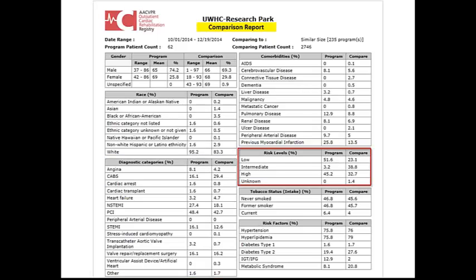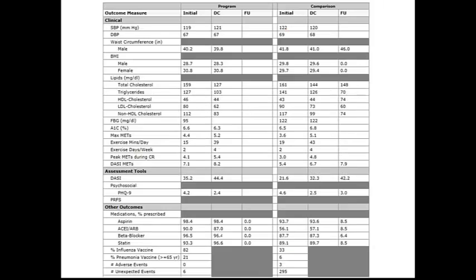Then I'll look at risk levels to see what their makeup is, and for our program it's pretty black and white. I mean, they're either low or high risk, whereas you notice in the comparison group it's kind of spread equally between the 3 risk levels. And then I always go down and look at how many patients we have with diabetes, because again, it will affect our diabetes management performance outcomes, and I want to see if we have more or less than the comparison group.